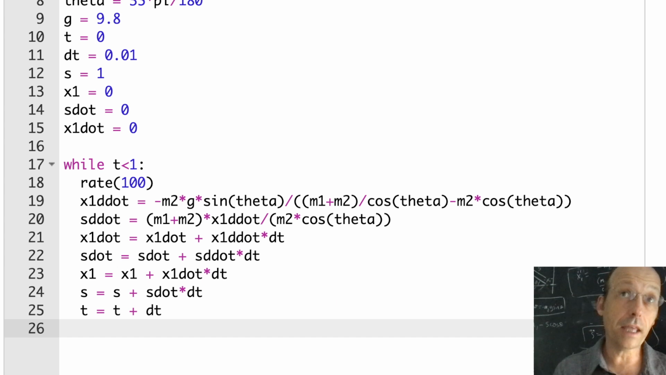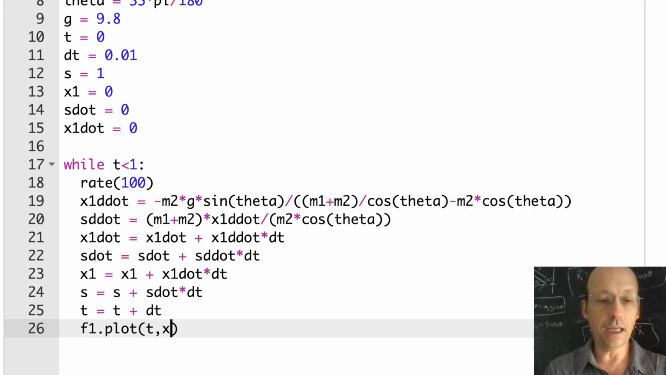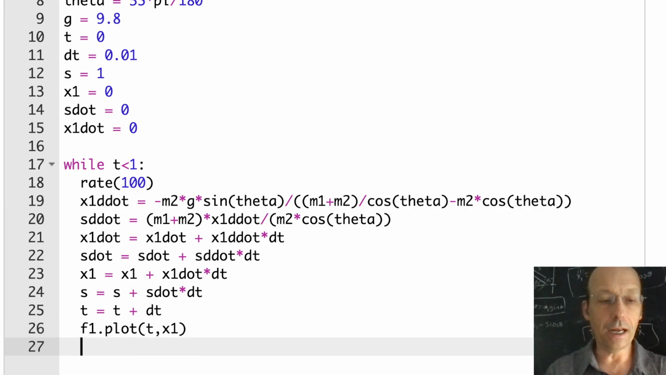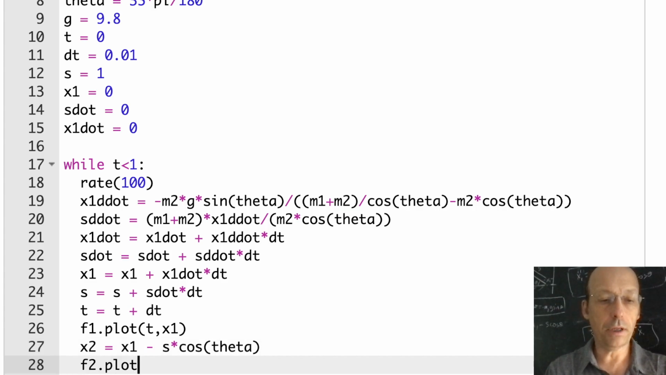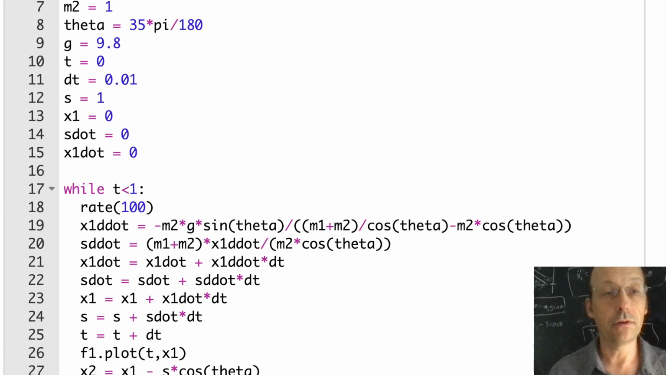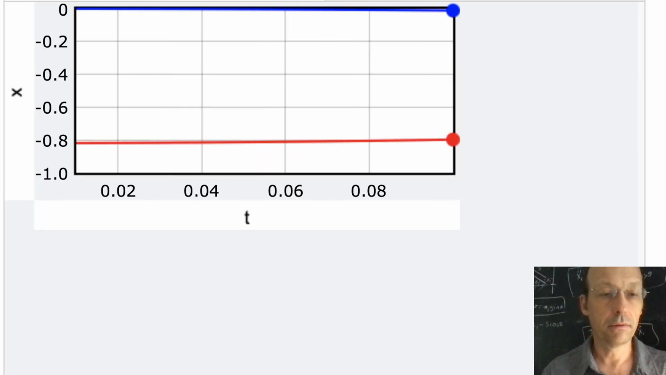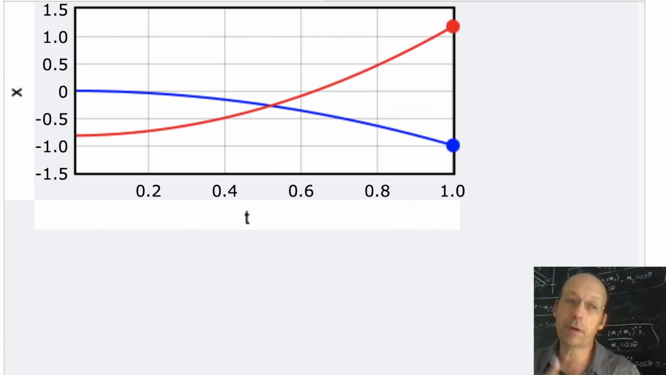Okay, now I want to plot the actual positions. So let's do that. I'm going to plot f1 dot plot, which is easy. It's just going to be equal to t and x1. And then for the other one, I need to actually calculate x2. So x2 is going to be equal to x1 minus s times cosine theta. So now I can plot that, f2 dot plot t x2. Is it going to work? You never know. You just never know. I think it works.